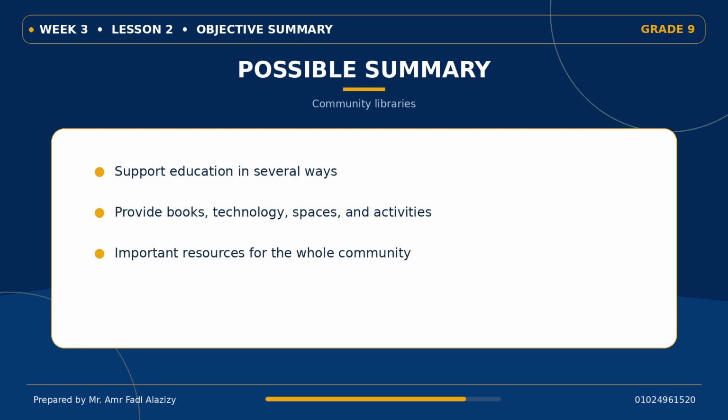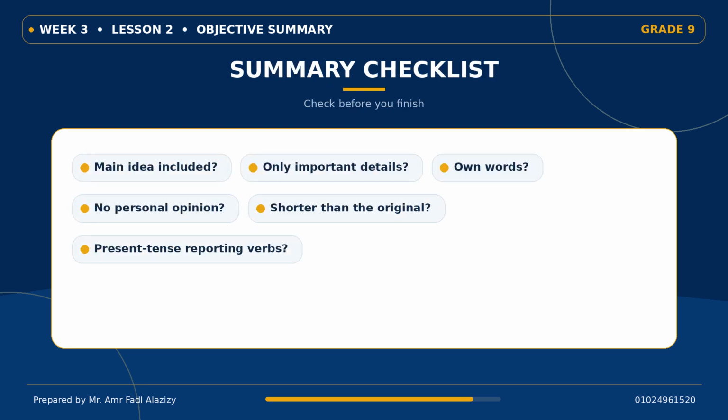Now let's look at a possible objective summary. The passage explains that community libraries support education in several ways. They provide books, technology, study spaces, and activities for people of different ages. The author emphasizes that libraries are important learning resources for the whole community.